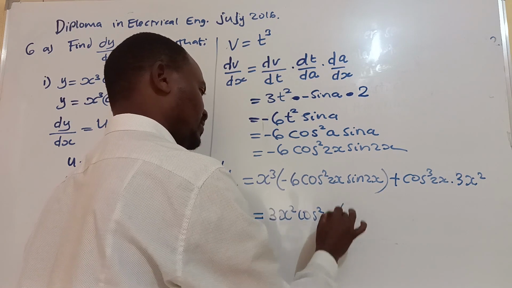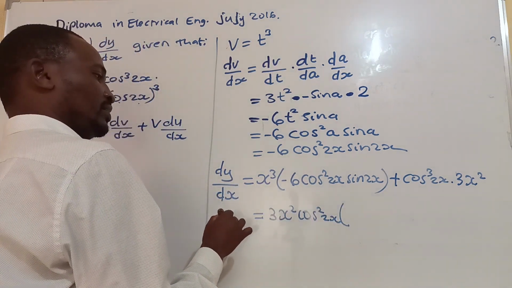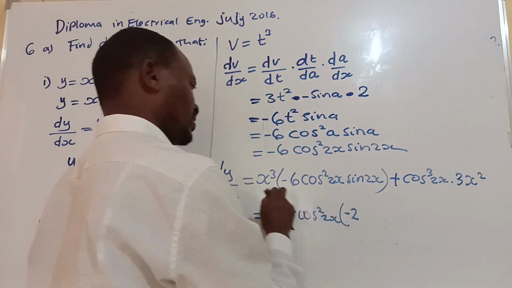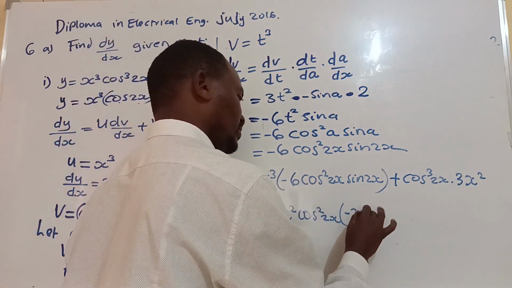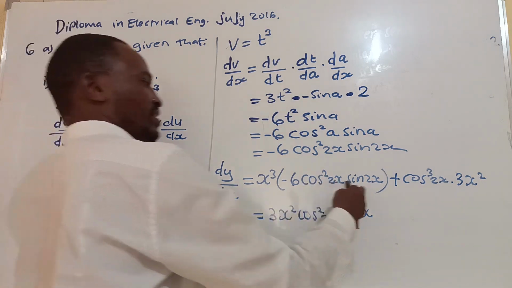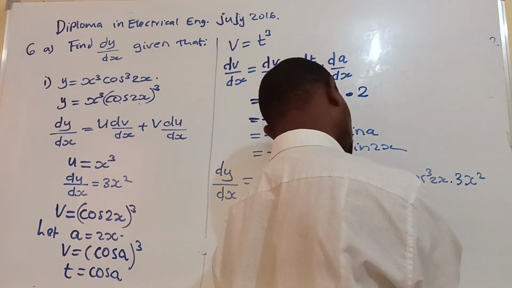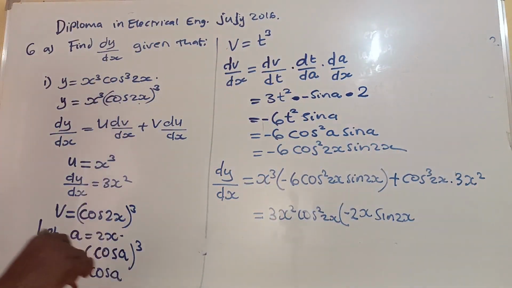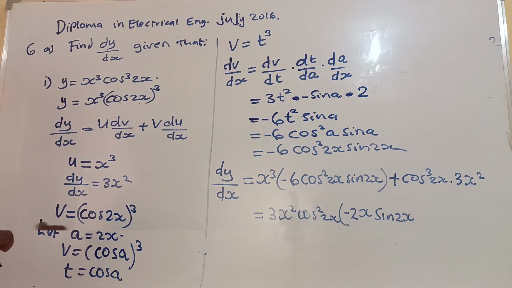2x. If you do that, you will be left with negative 2 here, and x. The whole of this will be outside, and sin 2x. I wish you could have started with the positive. I prefer that, but there is no problem.